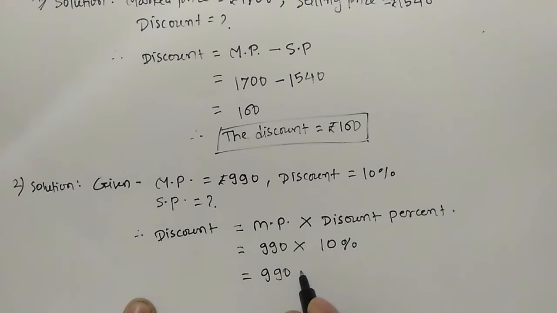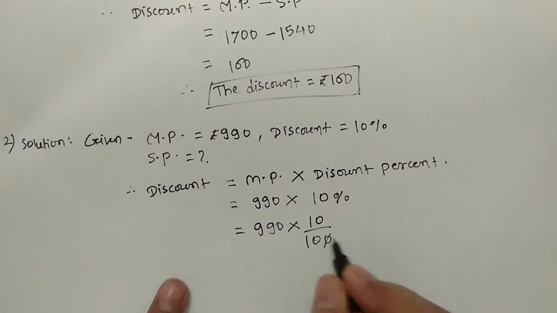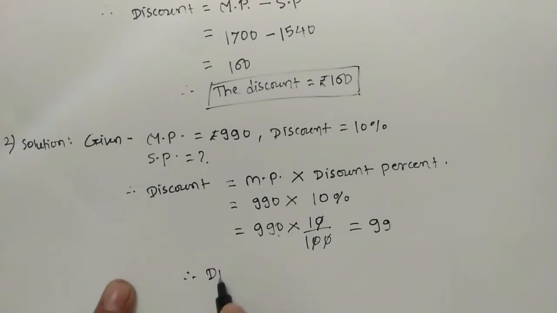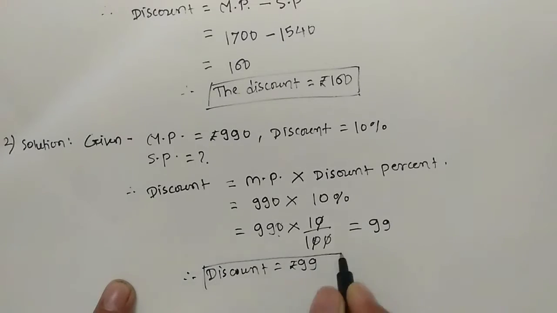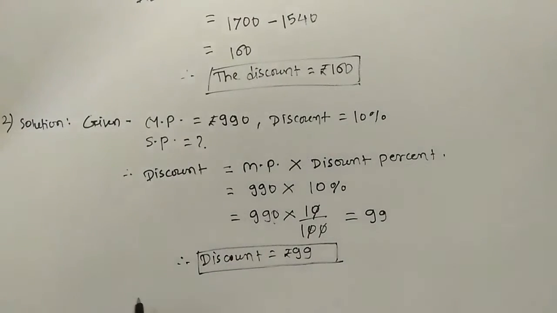So 990 multiply by 10% is 10 upon 100. Correct? So 0 cancel here. This 0 is cancel here. It is 99. So therefore discount is equal to 99 rupees. Now we got the value of discount. It is easy to calculate the selling price.